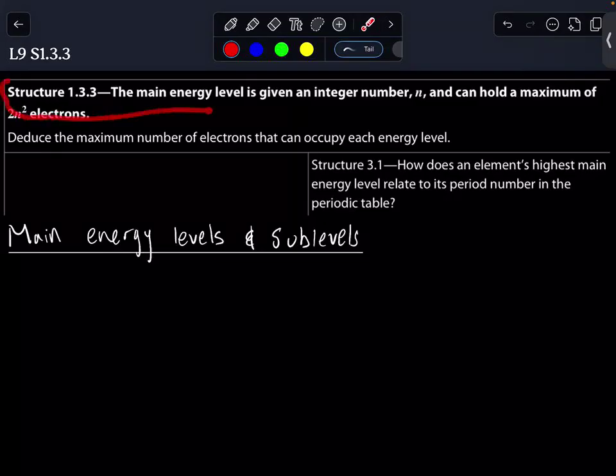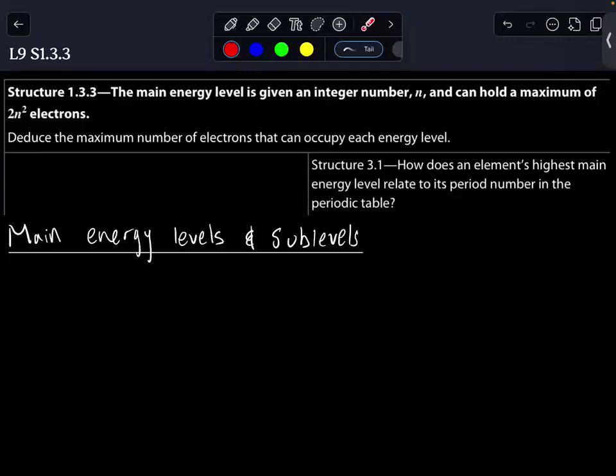We're going to be talking about the main energy level. It's given an integer number n and can hold a maximum of 2n squared electrons. Something we'll be able to do by the end of this lesson is deduce the maximum number of electrons that can occupy each energy level. We'll also learn the shape of the orbitals for S and P sublevels. So without further ado, let's begin.